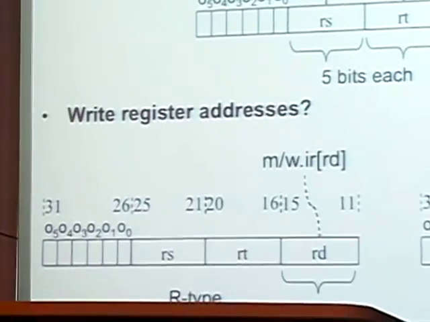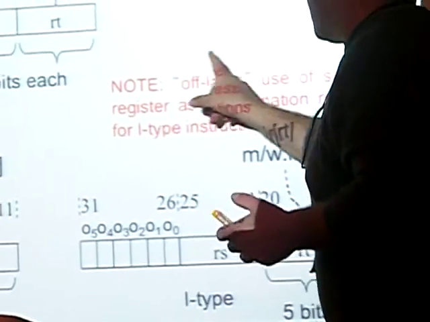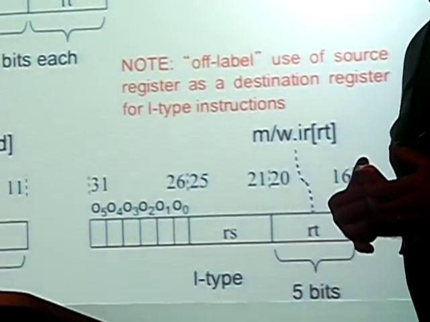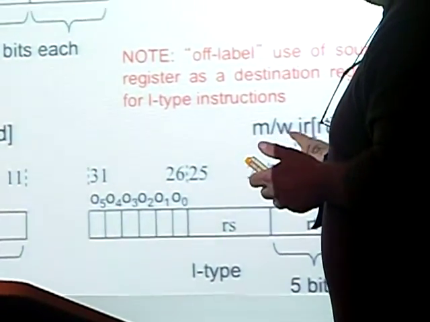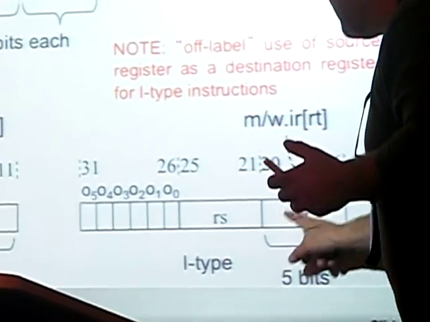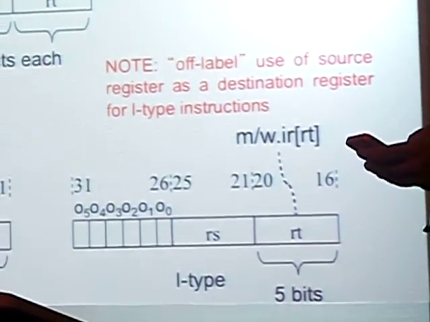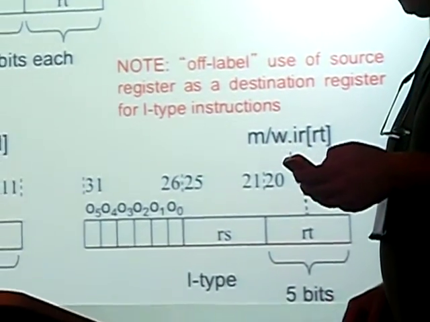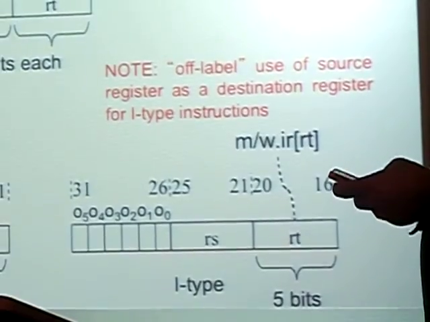Now, some of the I-type instructions have an off-label use of the source register RT as a destination register. So sometimes you read MW.IR of RT, this set of 5 bits, when it's an I-type instruction. Okay? So that's where the data comes from. That's where the register addresses, so-called addresses, come from.